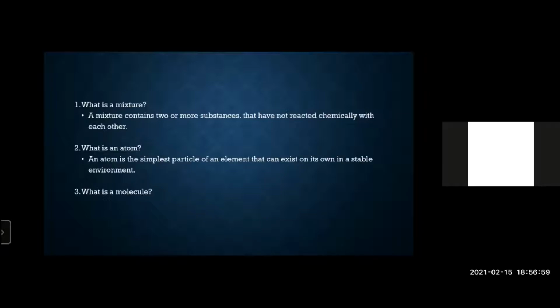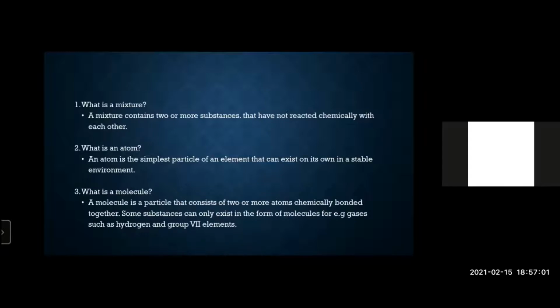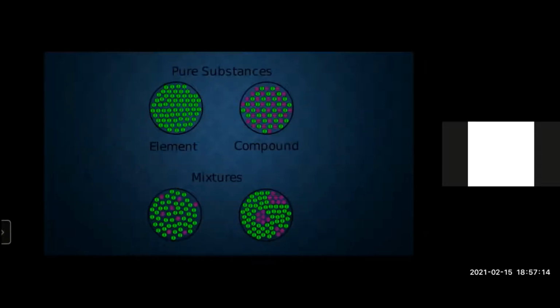And what is a molecule? A molecule consists of two or more atoms that have bonded together. For example, hydrogen can only exist as a molecule as H2, and group 7 elements can only exist as molecules, for example Cl2. So pure substances contain only one type of particle, for example elements and compounds. Impure substances such as mixtures contain different types of particles. They consist of different types of substances that have not chemically reacted with each other.